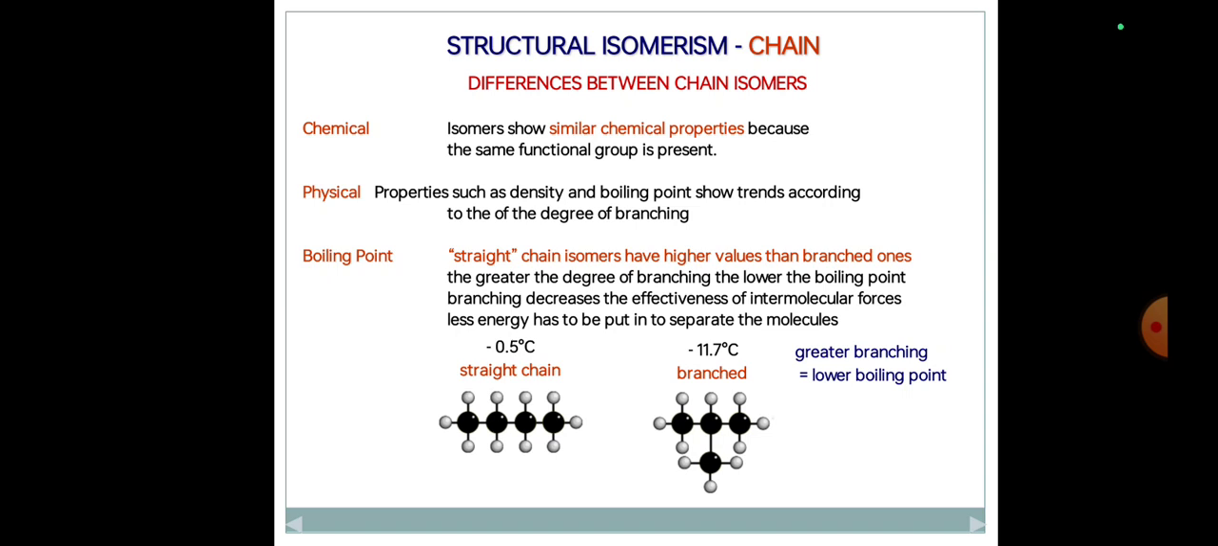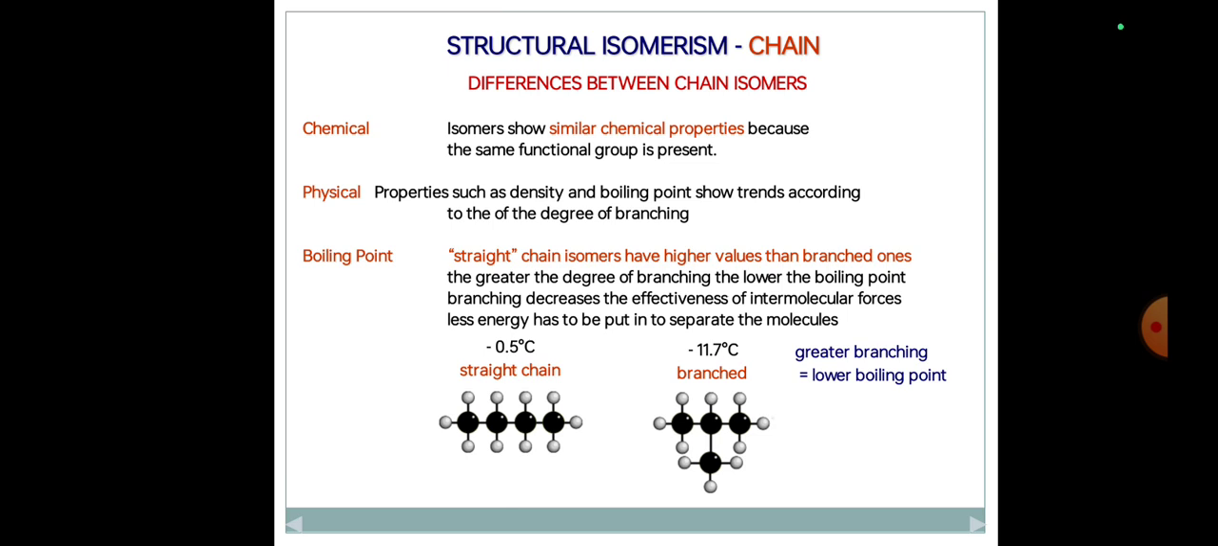Under the category of structural isomers, first one is chain isomerism. These isomers show similar chemical properties because the same functional group is present. Physical properties such as density and boiling point show trends according to the degree of branching. Boiling points get changed sometimes. Straight chain isomers have higher values than branched ones.